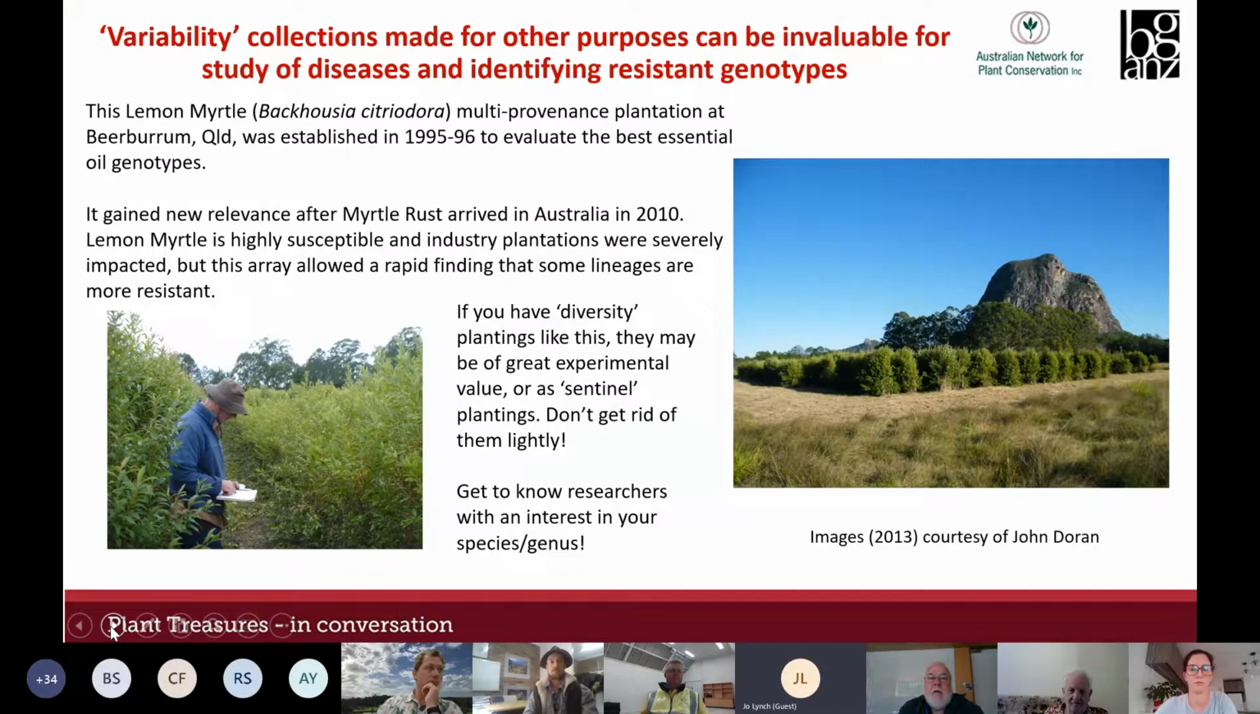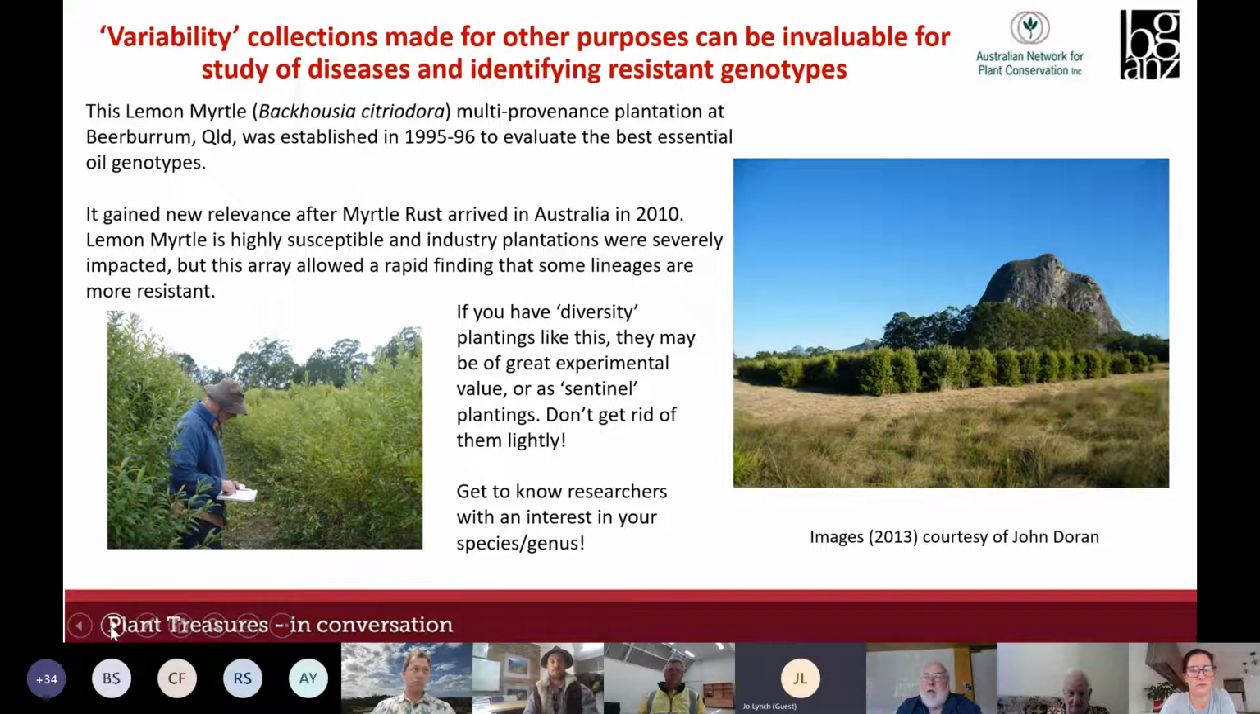This is a bit of a sidelight, but if you have what I'm calling here variability collections, there's other terms for it, but essentially collections of a genus or of a species that have been brought together for assessment of some variable character, let's say it's flower colour for ornamental purposes. Be aware that that collection, particularly if the provenance information is good, may have particular value for disease assessment and the detection of differential levels of resistance or susceptibility to disease. This lemon myrtle plantation in southeast Queensland was developed to test for the best essential oil genotypes back in the 90s, and it played that role. It had material from all known wild provenances of the species.